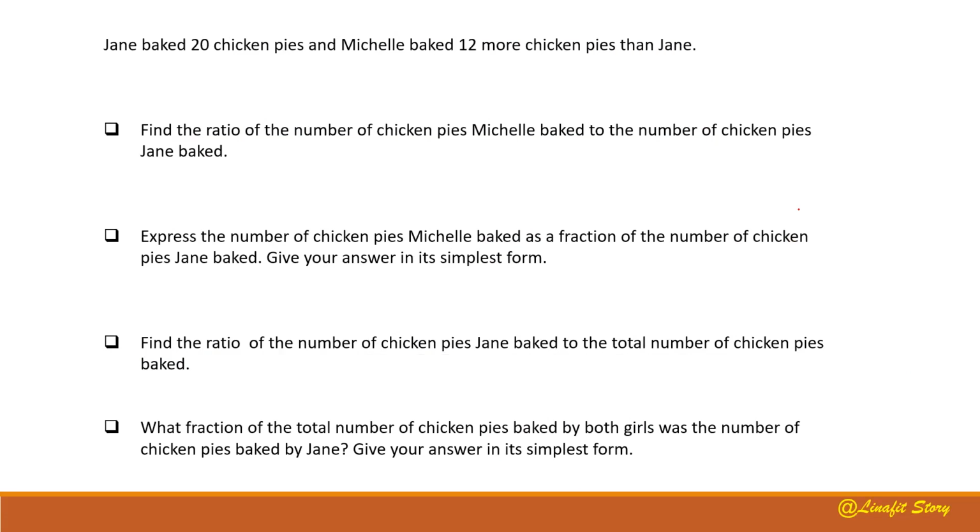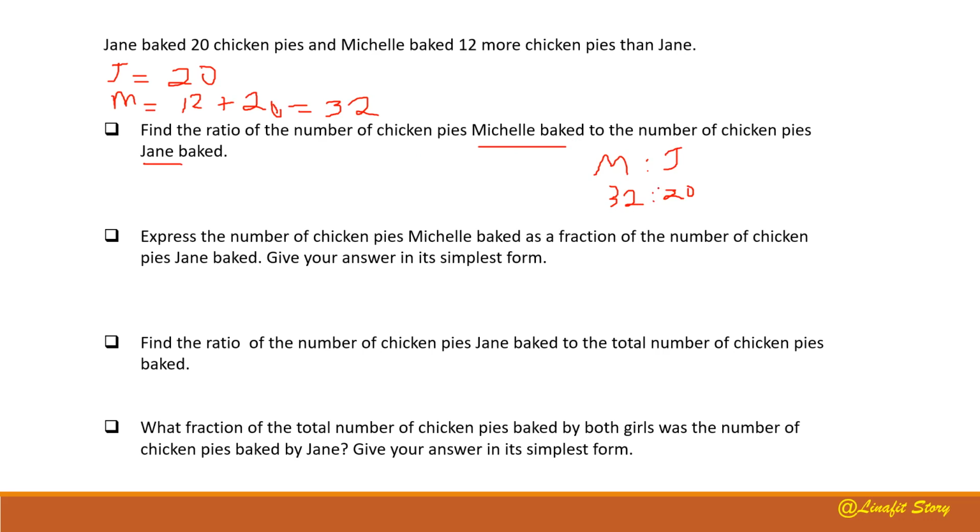Jane baked 20 chicken pies and Michelle baked 12 more chicken pies than Jane. So over here we know that Jane equals 20, while Michelle is 12 more than Jane. So 12 plus 20 equals 32. And the question: find the ratio of the number of chicken pies Michelle baked to the number of chicken pies Jane baked. So Michelle to Jane equals 32 to 20. Don't forget to simplify it.